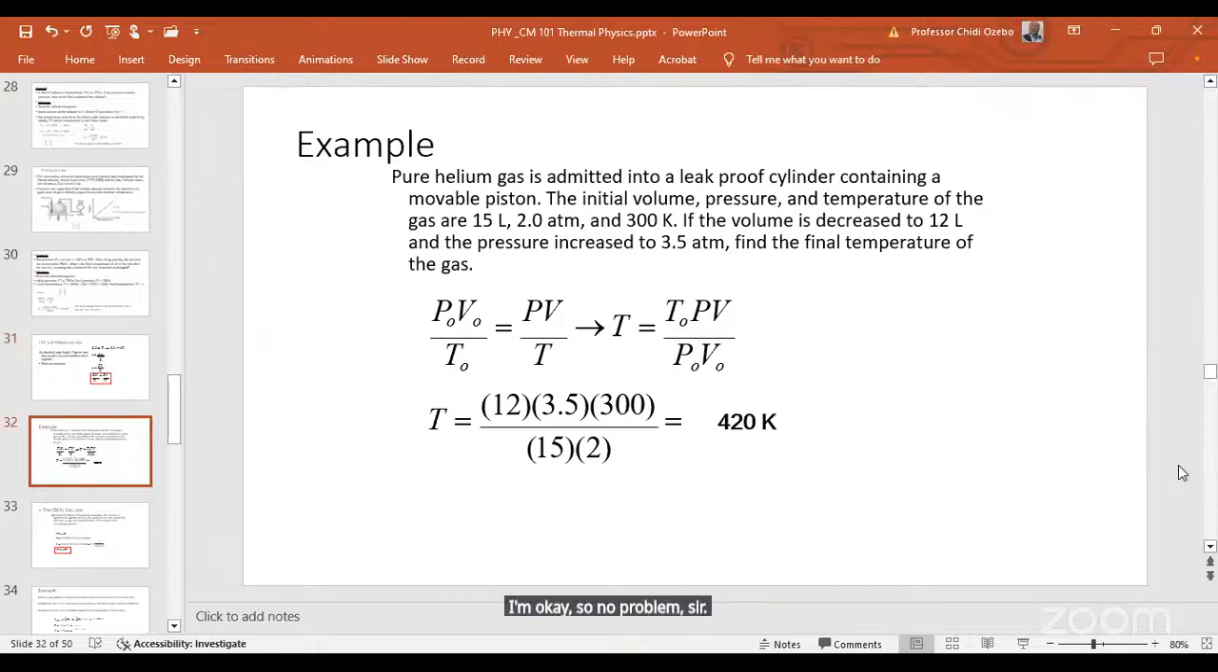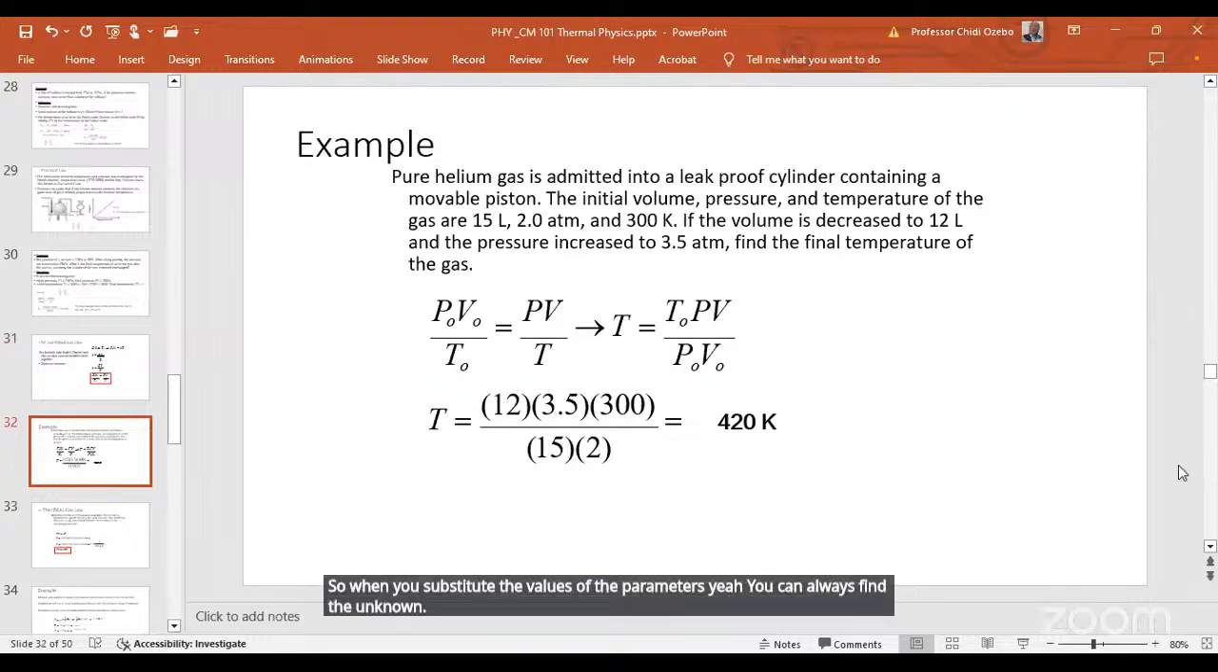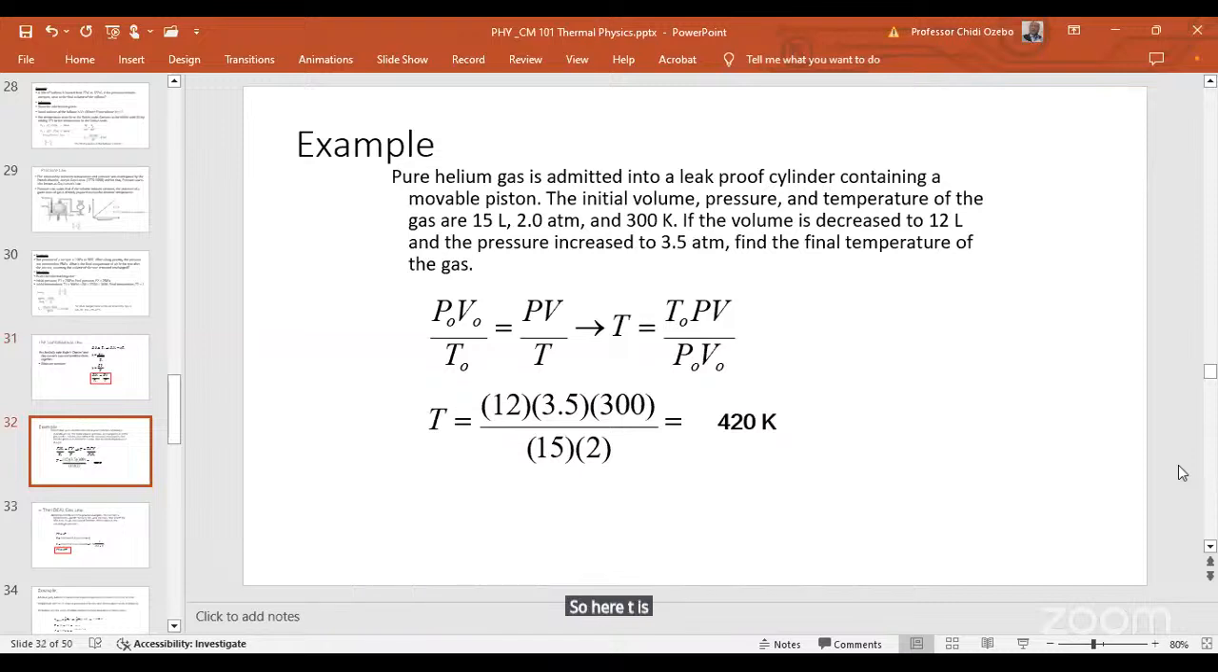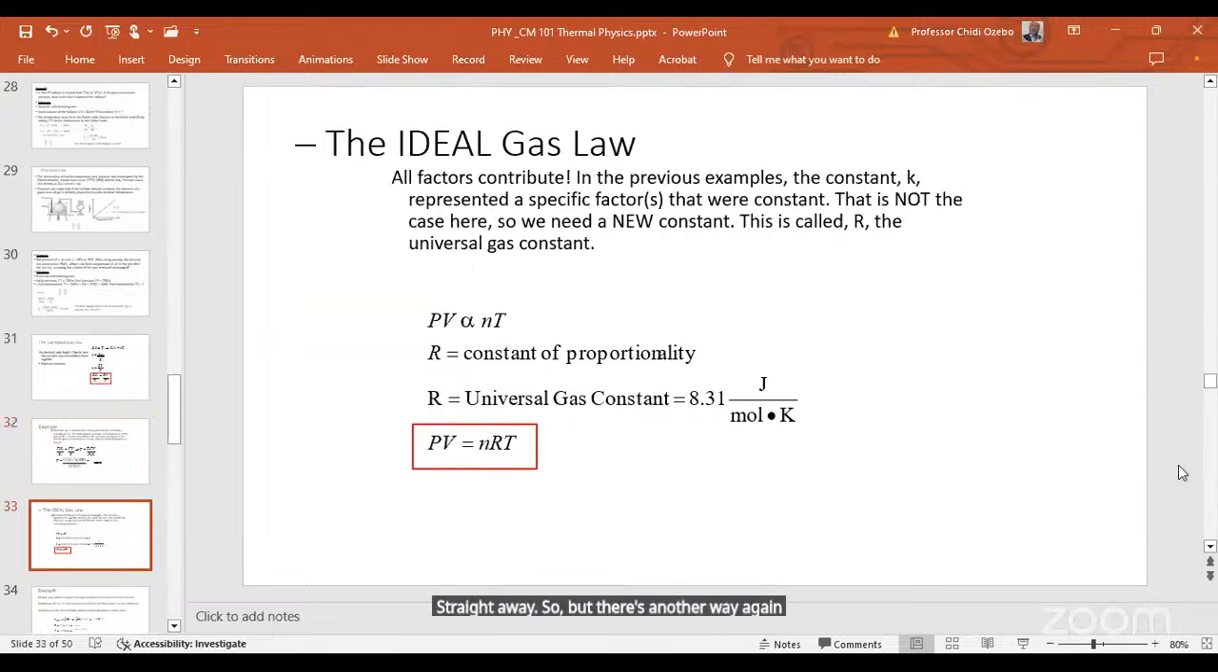So when you substitute the values of the parameters here, you can always find the unknown. So here T is the unknown. And we are seeing that it will give us 420 Kelvin straight away. But there's another way again to get the full law together by the use of what you call the ideal gas law, the ideal gas equation.